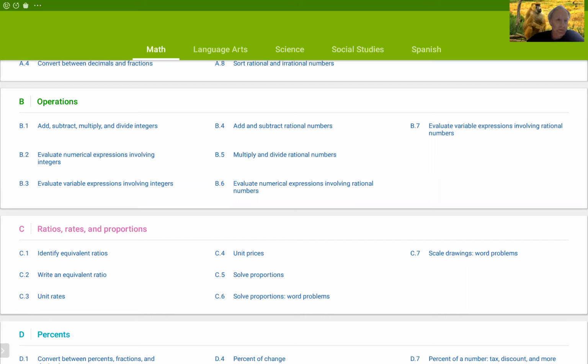I'm going to be doing the B3, which is evaluate variable expressions involving integers. We're going to have a variable in there and simplify the expressions. You can see I'm still in the B section. I've got my baboon behind me. So let's get started with B3.